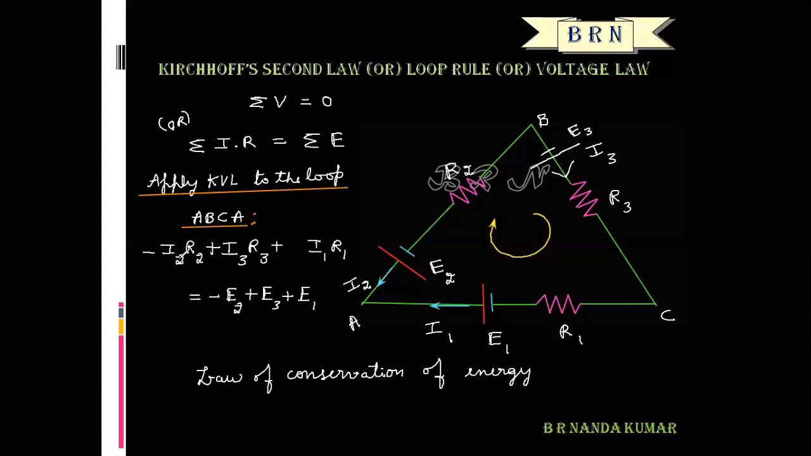the algebraic sum of the product of current and resistance in different parts of the mesh is exactly equal to the algebraic sum of EMF in that mesh. This is based on the law of conservation of energy.